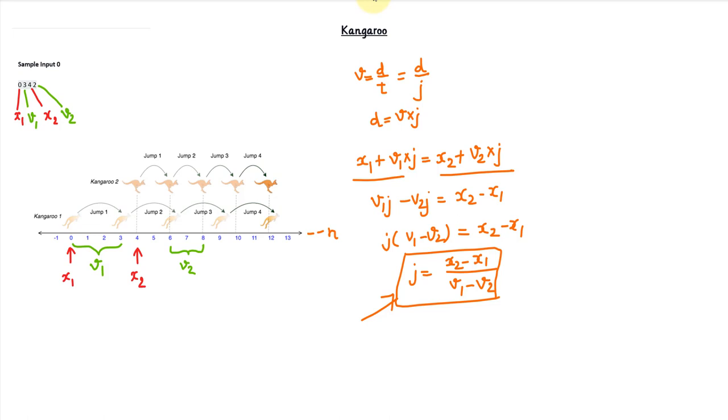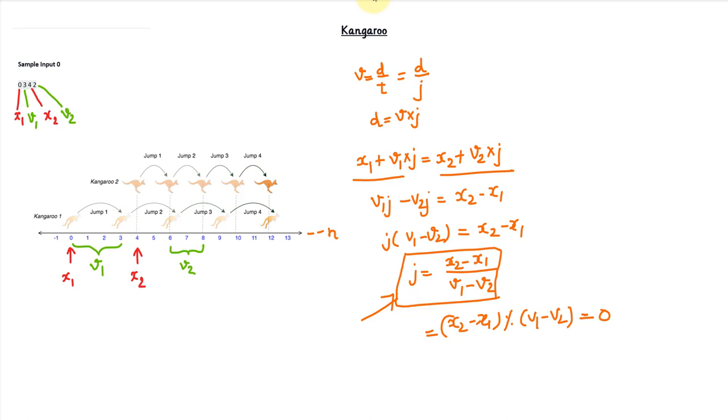So how will you check that j is an integer value? If you are pretty good at mathematics, then I hope you spot it. To check whether j is an integer or not, there is a simple piece of mathematics we use. If we divide x2 minus x1 by v1 minus v2 and it's a pure integer, it means the remainder will be 0. So we just check that if we divide this quantity by v1 minus v2, the remainder should be 0. In a computer we represent remainder via the modulo operator: x2 minus x1 modulo v1 minus v2 should be equal to 0.